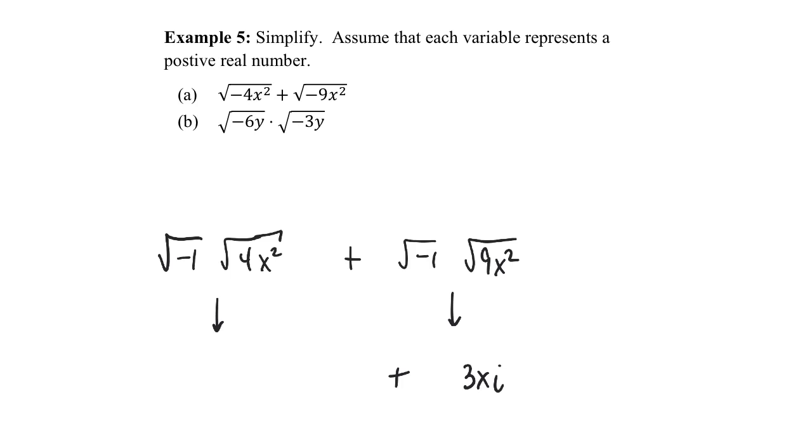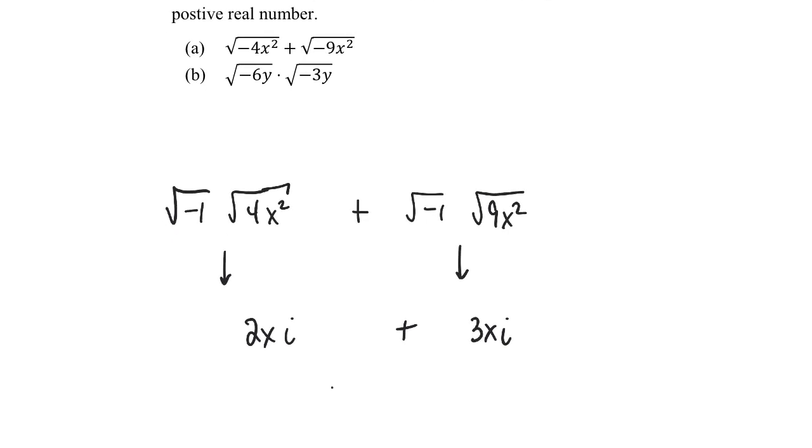And then it's 2x. Good. Square root of 4 squared, and then the i again. Very good. Therefore, it would be 5xi. Nice.